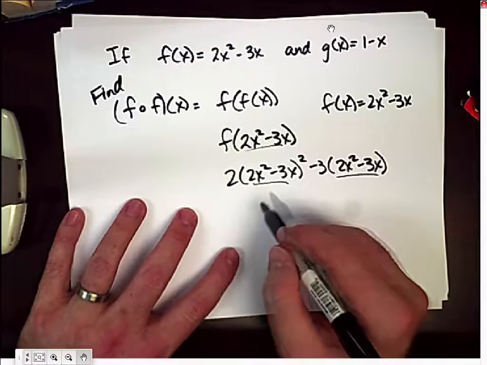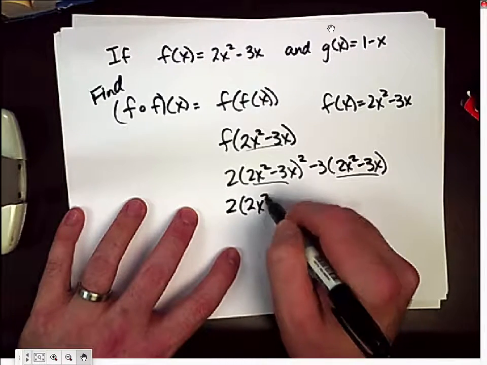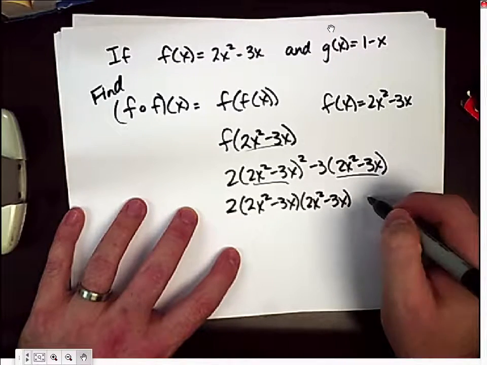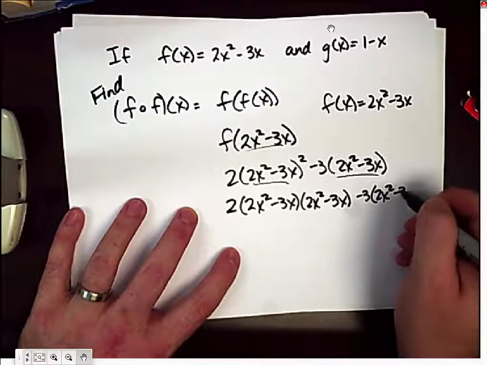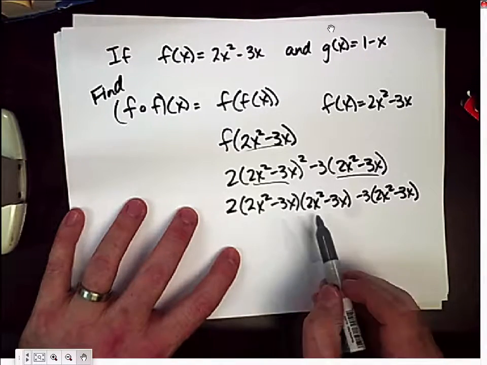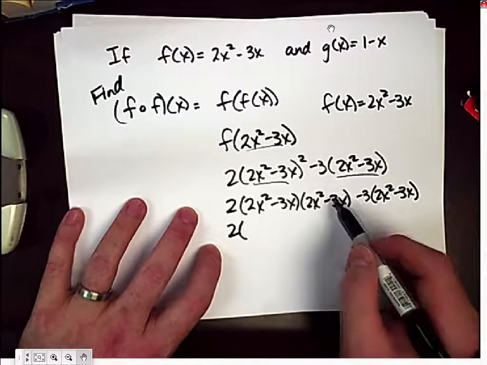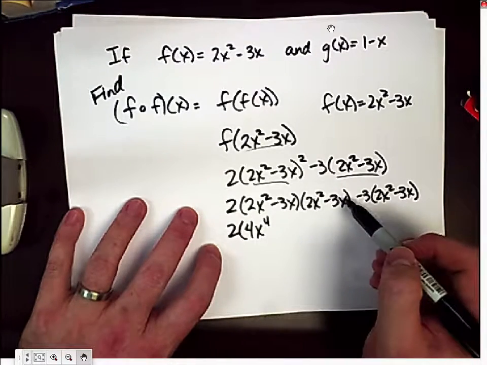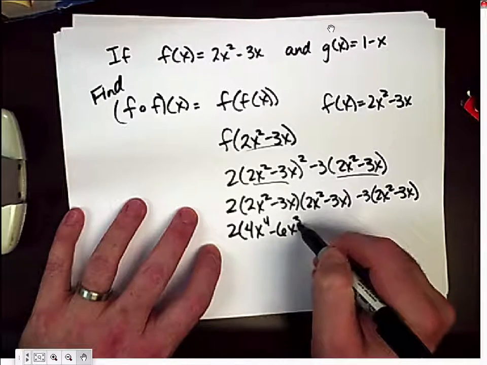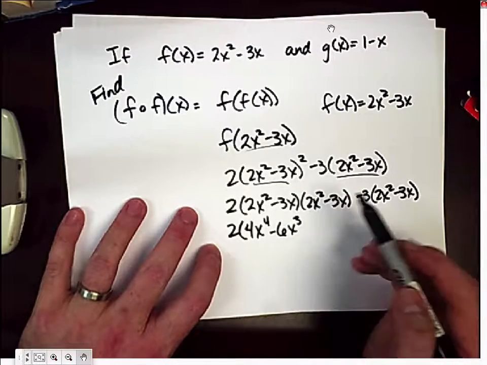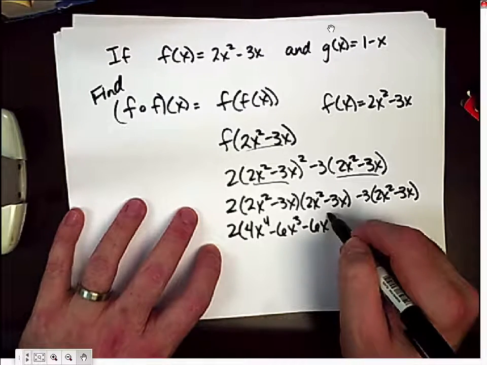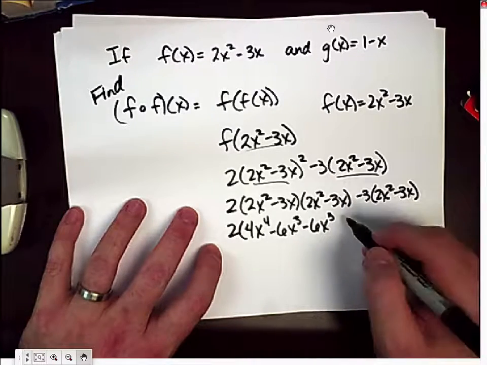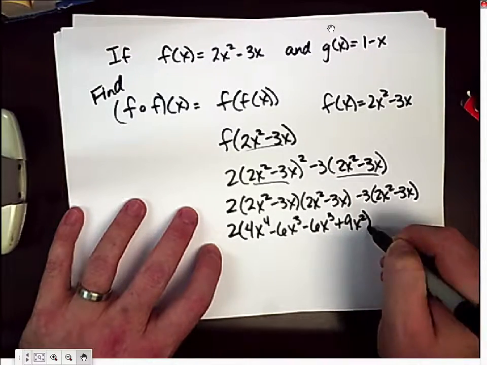Okay, now you just have to simplify. This becomes (2x squared minus 3x) times (2x squared minus 3x) minus 3 times (2x squared minus 3x). This we have to FOIL. 2x squared times 2x squared is 4x to the 4th. 2x squared times minus 3x is minus 6x to the 3rd. Minus 3x times 2x squared is minus 6x to the 3rd. Negative 3x times negative 3x is plus 9x squared.